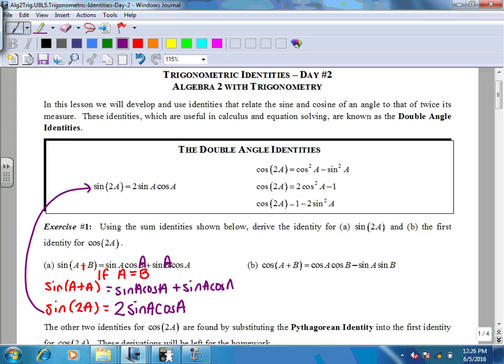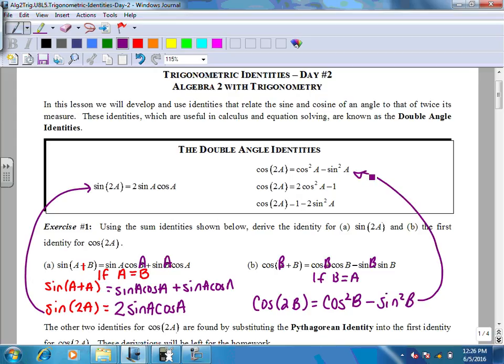Now for cosine of A plus B, same type of concept. If B is equal to A, we can take this formula, instead of A plus B, we could do B plus B. Take all the A's, make them a B. B plus B would be 2B. Cosine B times cosine B is cosine squared B. Sine B times sine B is sine squared B. And that's this identity here.